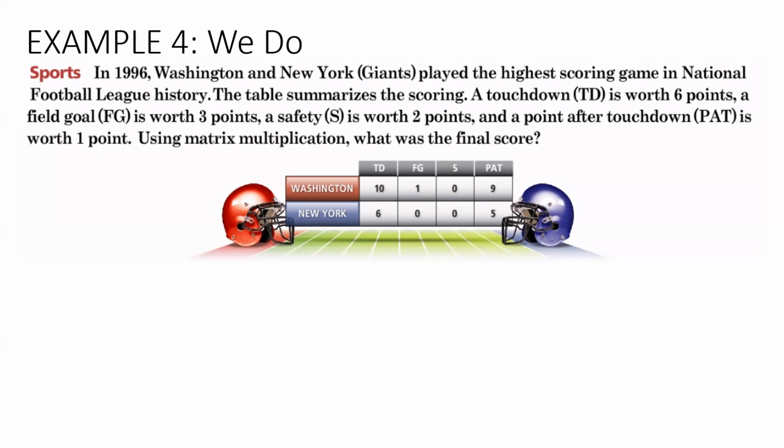Using matrix multiplication, what is the final score? Perfect. First, we're going to create our two matrices, right? I need to have matrices in order to do matrix multiplication. Your first matrix is kind of given to you. What is it given by? The score, right? And it's going to be a what? Good job, Josh. We're going to create a 2x4. So my 2x4 is made up of 10, 1, 0, 9, 6, 0, 0, 5.